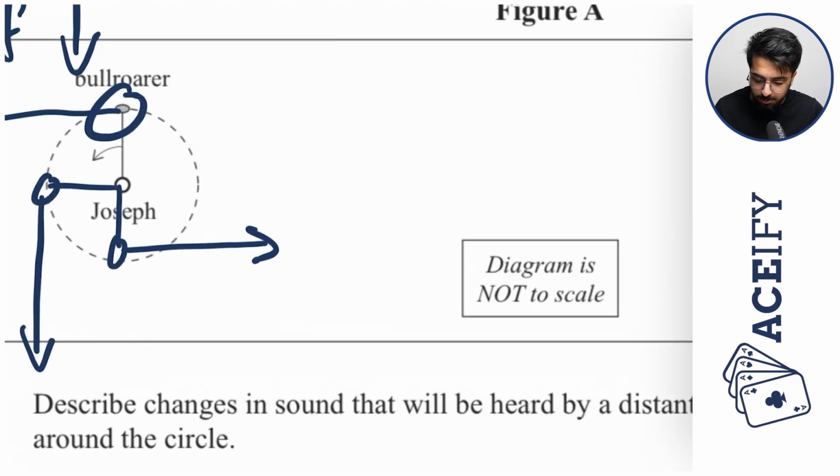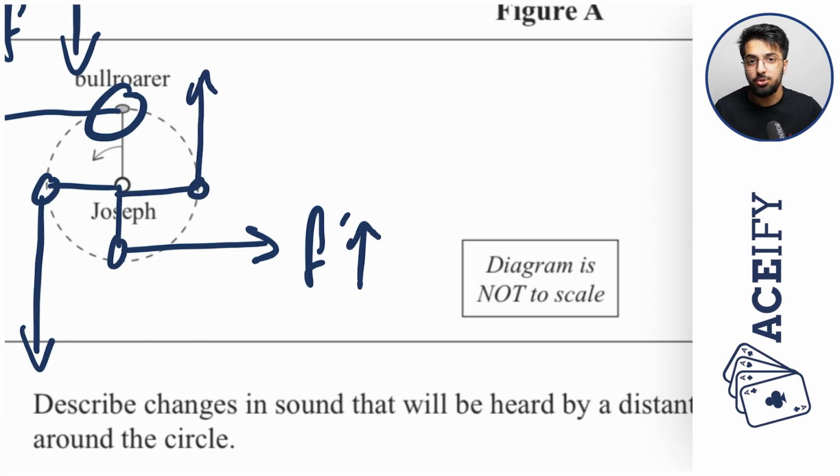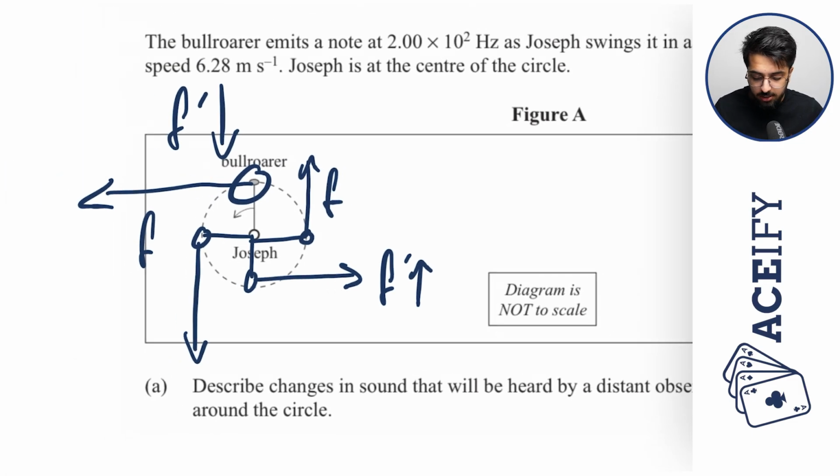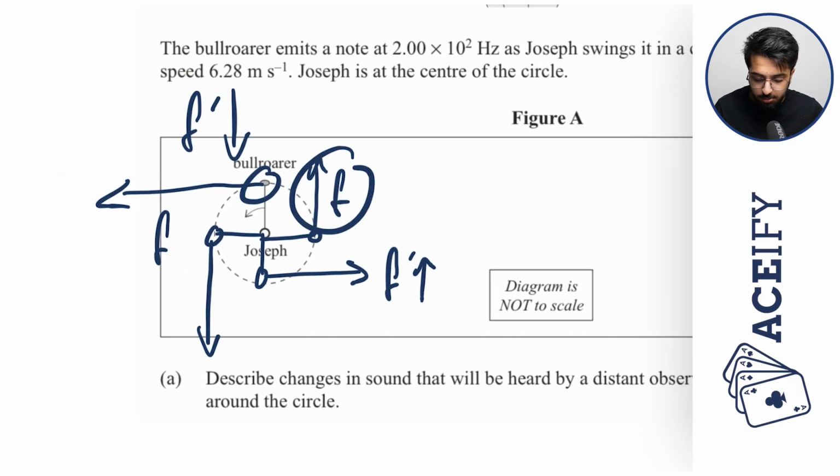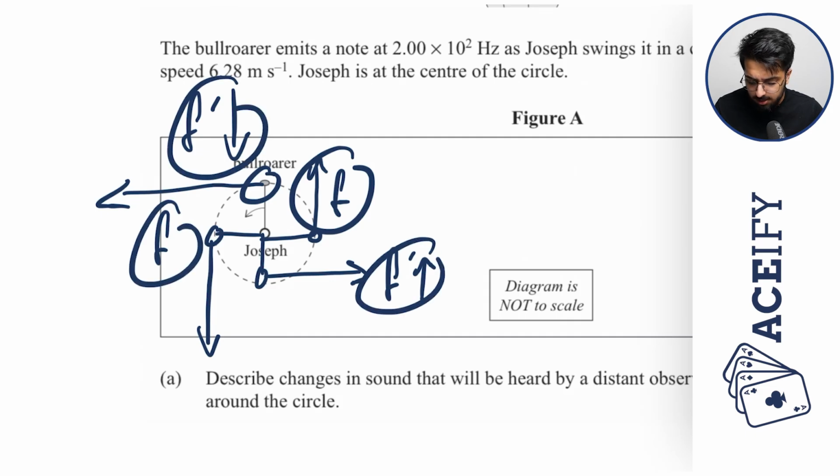And so therefore, this observer is going to hear an increase in frequency. And again, if the bull roarer is over here, the velocity is again neither towards or away from the observer, and so they're going to hear the true frequency. And as you can see, we go from true frequency to decrease to true frequency to increase.